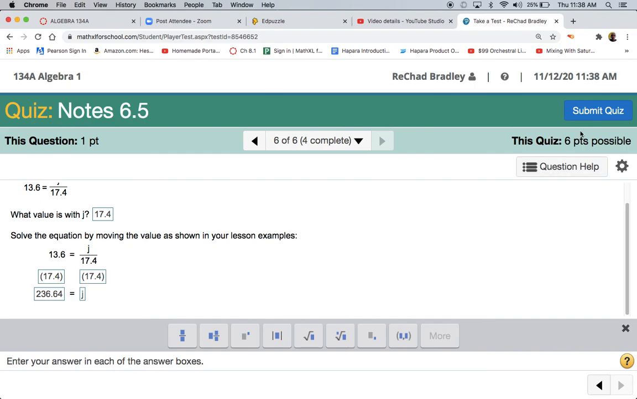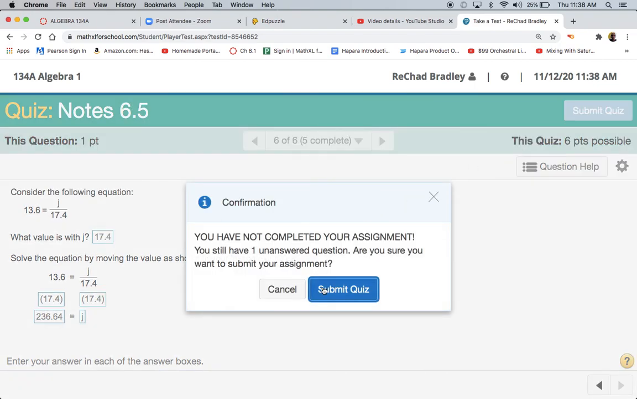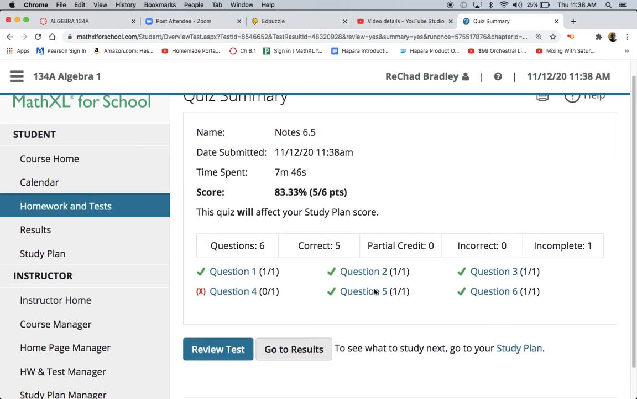I believe that's it. But other than that, like I said, I'm going to submit this thing and then give my assessment of it, see if I made any mistakes. Nope, because we skipped that one. So this is a perfect quiz. I do deserve to be in Algebra 134.